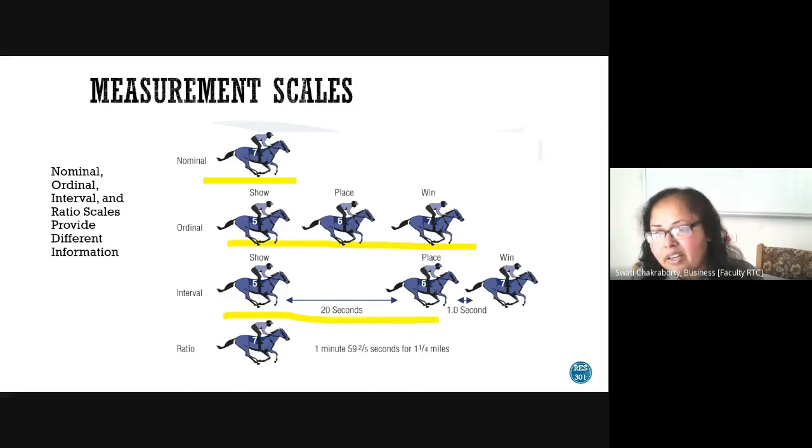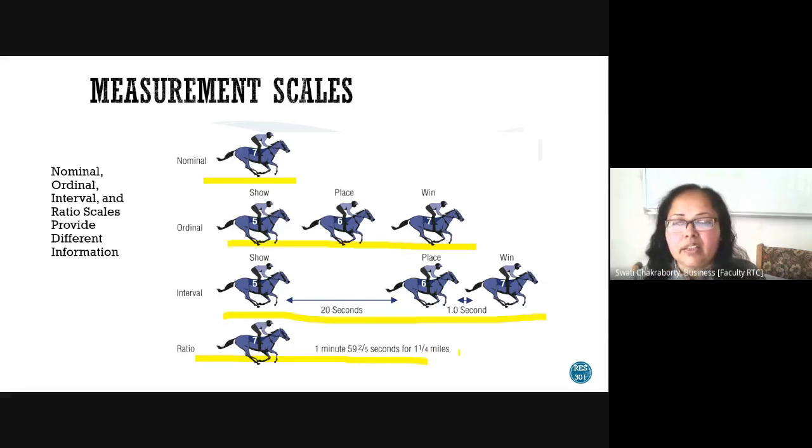Then time interval, where it is after such time, after 20 seconds, and when it's winning. Ratio, where we are saying 1 minute 59 seconds for 1 1/4 miles, where you're comparing it. Here you're just showing the presence. There you're showing the position, saying initially where it is and then when it's winning. Here you're showing the time comes up after 20 seconds where it is and then when it's winning. And here we talk of ratio.